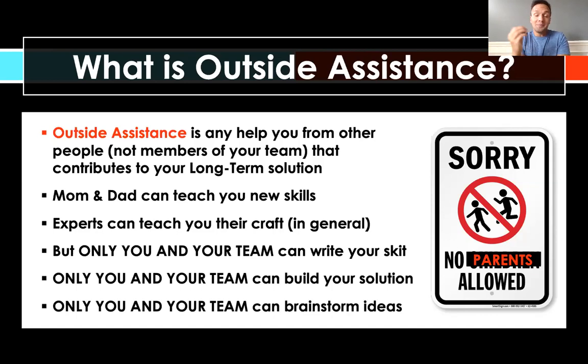Only you and your team can build your solution, your costumes, your backdrops, and so on. And only you and your team can actually brainstorm ideas. So you can't even use ideas from mom and dad or architects or whatever. All the ideas need to be yours. That's the key idea of outside assistance.